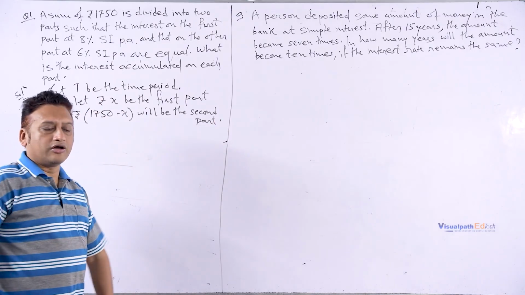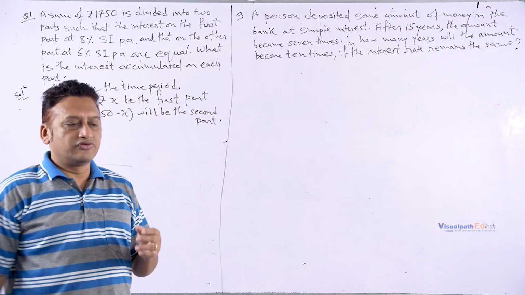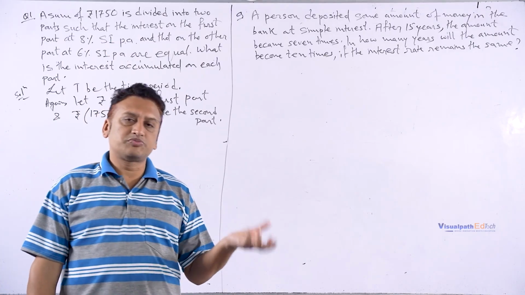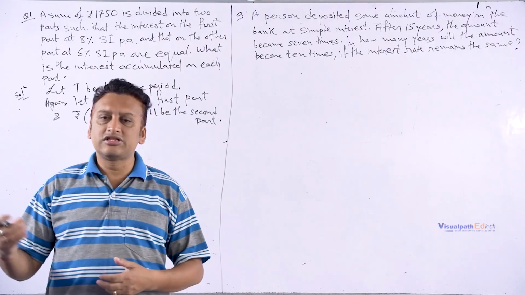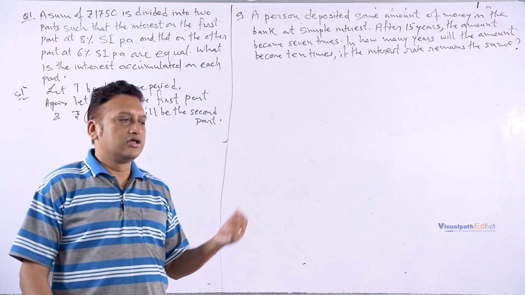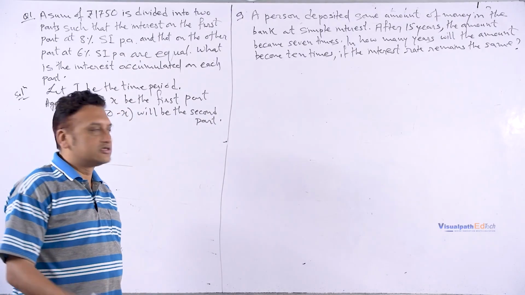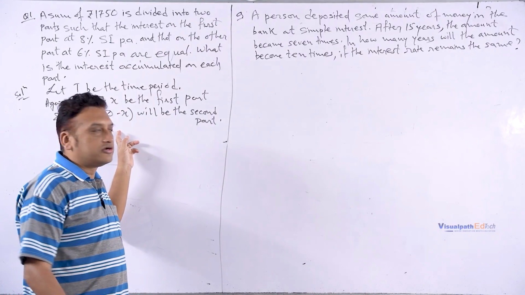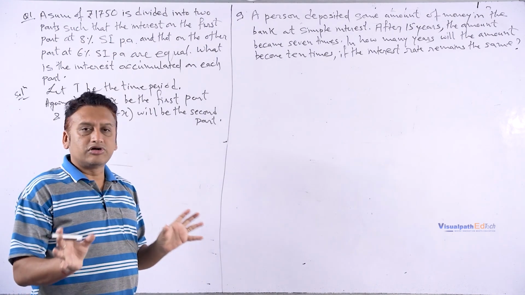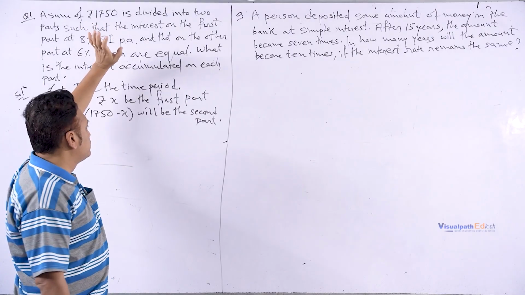So, let me explain how. Total amount of money is 1750 rupees. If I am dividing it into two parts, and the first part becomes 10 rupees, obviously the next part will be 1740 rupees. How do I get it? By subtracting 10. In this case, we have taken the first part to be X, so automatically the second part will become 1750 minus X. These are the two amounts by which 1750 is divided.